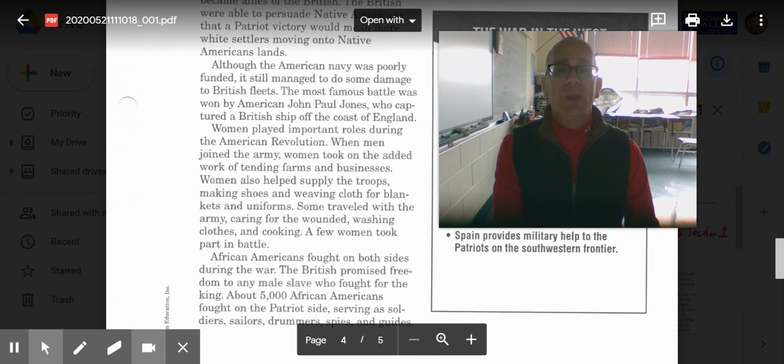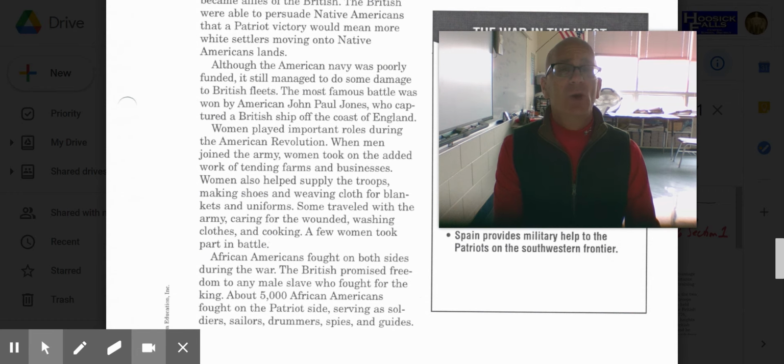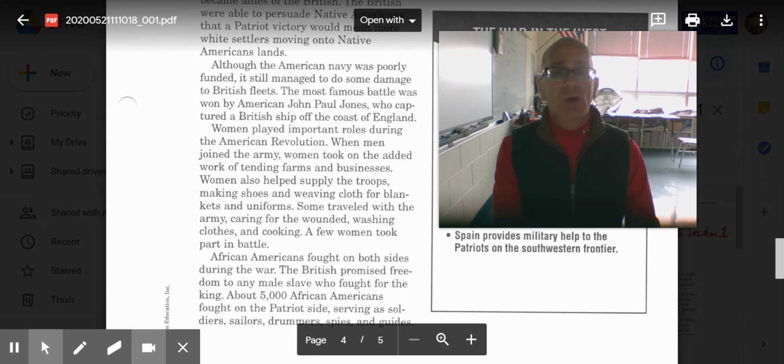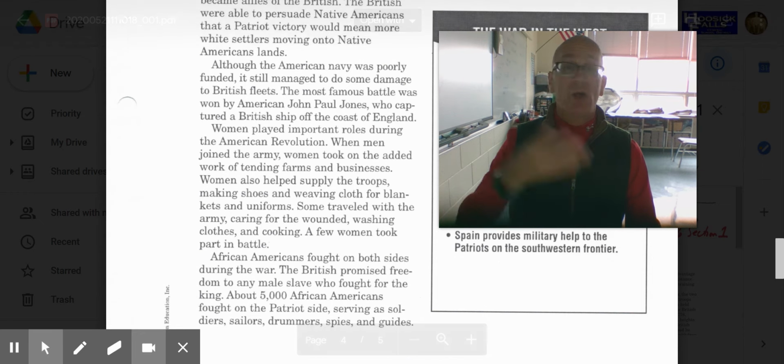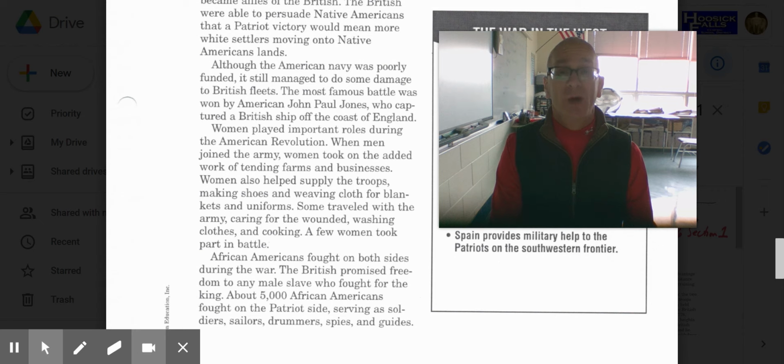Women also would play an important role during the American Revolution. Women would play a vital role. When men joined the Army, women took on the added work of tending farms and businesses. While the husbands and sons and brothers were off fighting, women were left behind to handle the family's affairs, including farming and businesses, etc. Women also helped supply the troops, making shoes and weaving cloth for both blankets and uniforms.